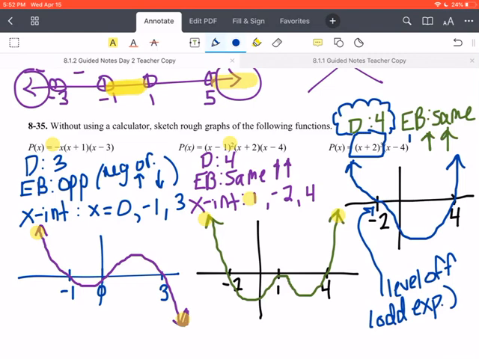Okay, so there are the 8.1.2 notes. This is the last big note sheet of the week, so great job. Make sure to finish up that 8.1.2 homework and let me know if you have questions.